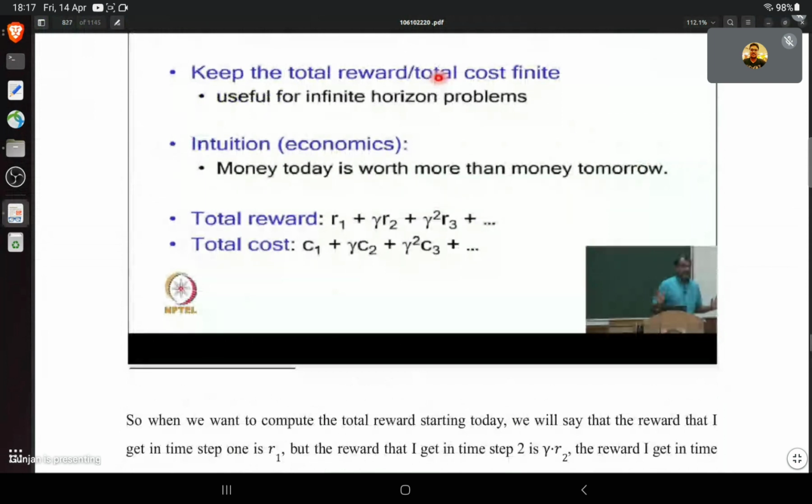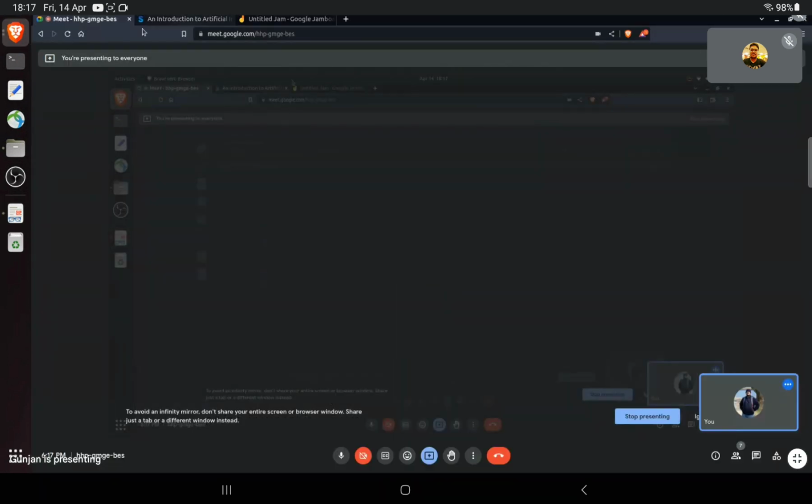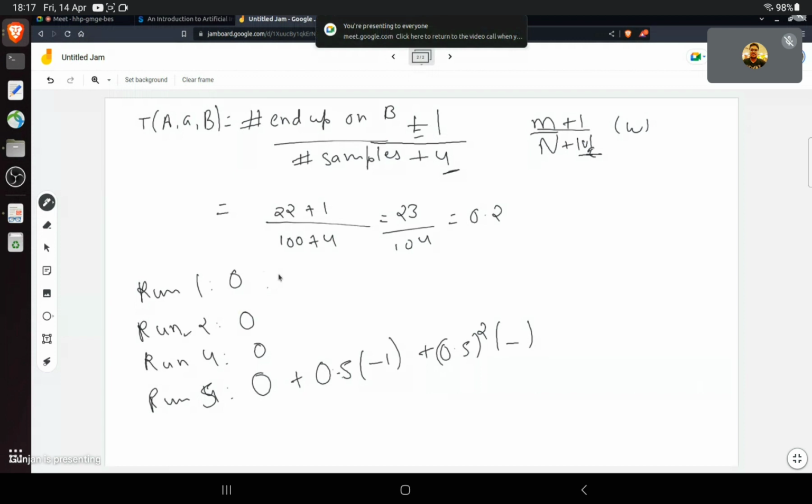Yeah. So this one, the reward is R1 plus gamma R2 plus gamma square R3 plus gamma cube R4 and so on. Since this was the second step, we will just put it as, R1 was 0, R2 was minus 1. So 0 plus 0.5 times minus 1. And had there been a third step, we would put 0.5 square times the reward that we might get here.